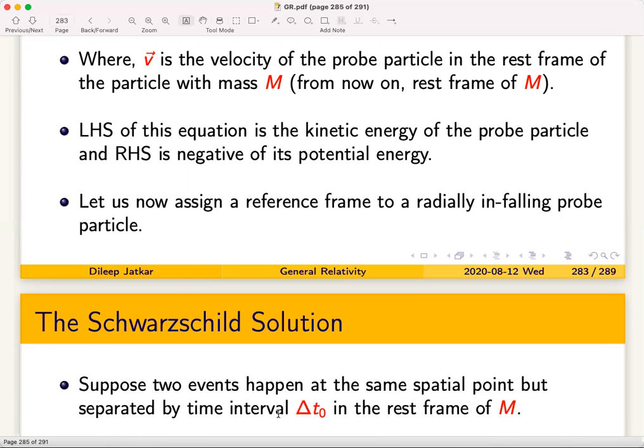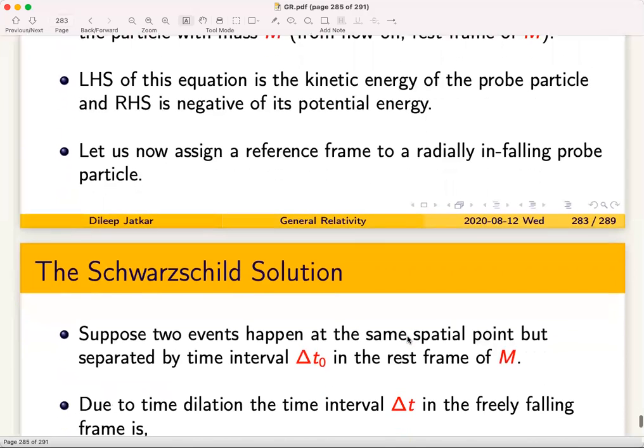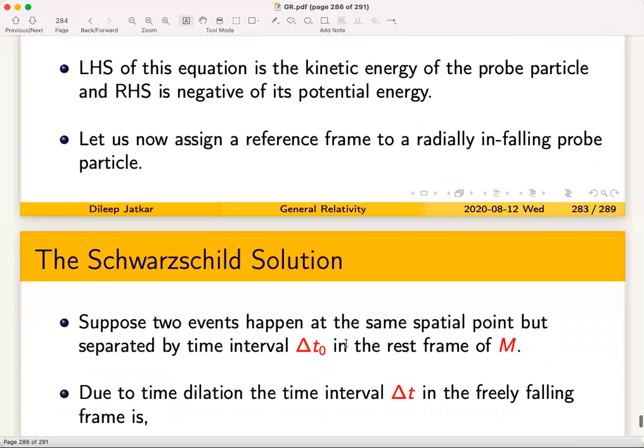Now remember that our detector, or our probe, is infalling radially. So it is actually moving. We want to use special relativity and ask what is the time interval delta t that the infalling probe would see between these two events that occurred at the same spatial point. I just want to ask a question only about what is the time interval. I don't worry about anything else.